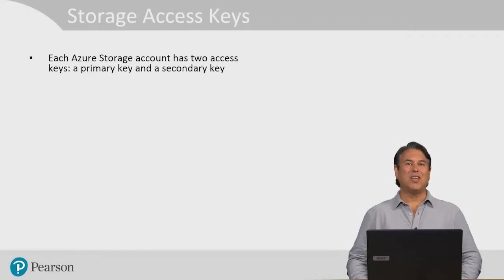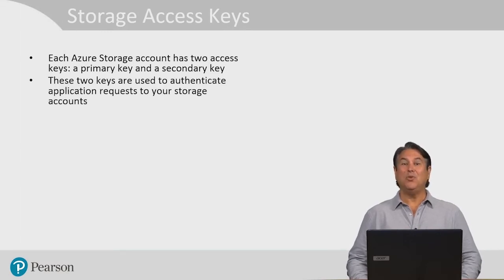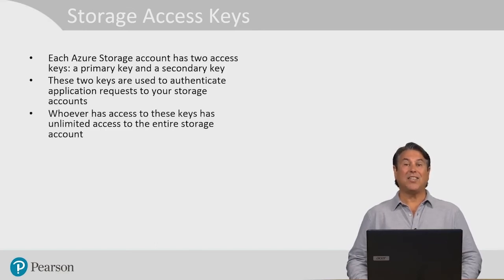Let's talk about storage access keys. Each storage account has 2 keys, a primary key and a secondary key. We use those 2 keys so that you can have a rotation scheme. These 2 keys are used to authenticate application requests to your storage accounts. Whoever has access to these keys has unlimited access to the entire storage account.